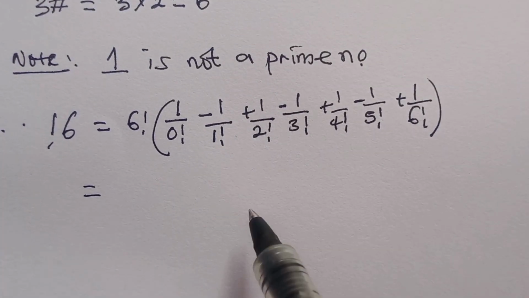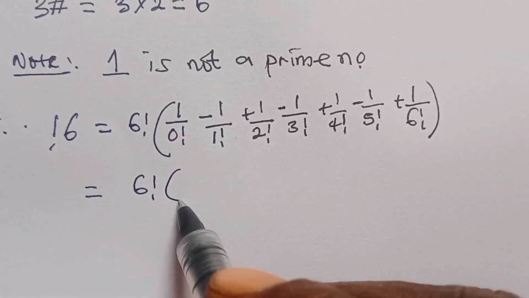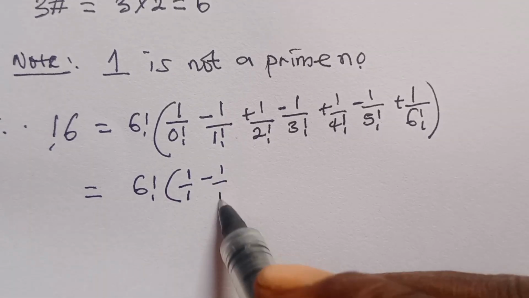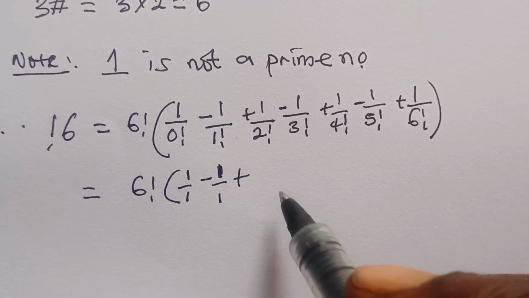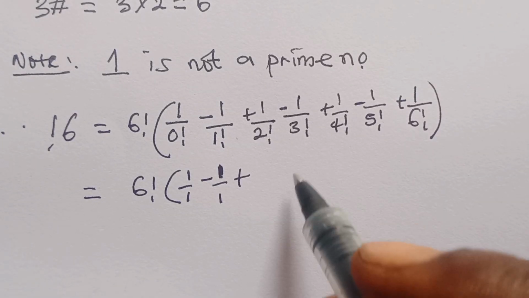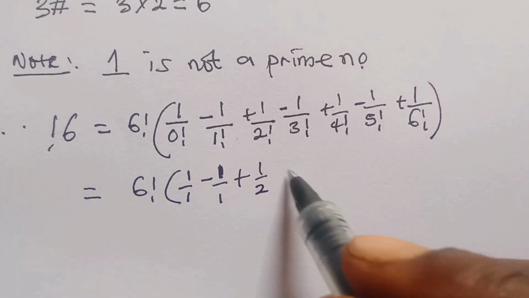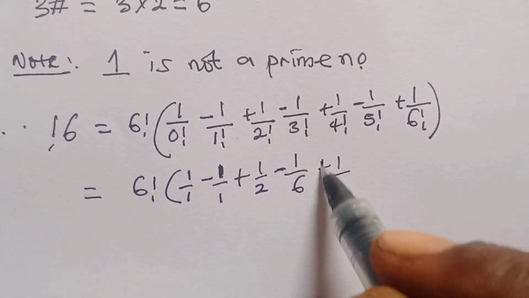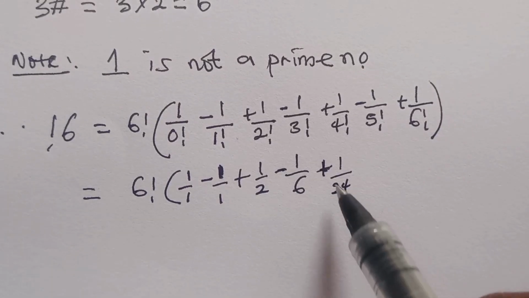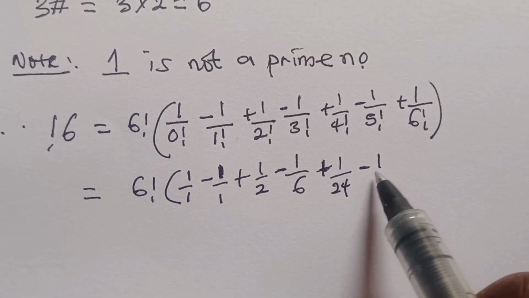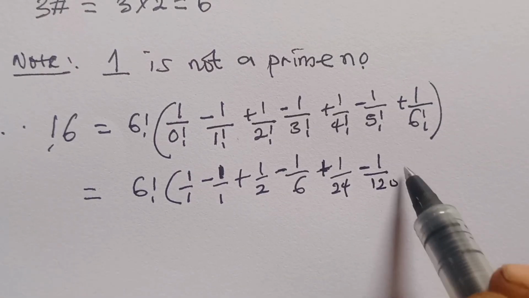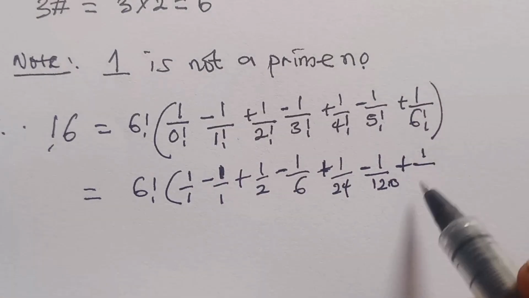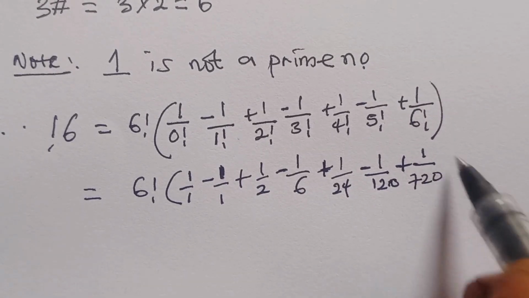So now, to expand subfactorial of 6, according to our expression, it will give us 6 factorial into bracket 1 divided by 0 factorial minus 1 over 1 factorial plus 1 over 2 factorial minus 1 over 3 factorial plus 1 over 4 factorial minus 1 over 5 factorial plus 1 over 6 factorial, everything close bracket. And that will give us 6 factorial into bracket 1 divided by 1. 0 factorial is 1, 1 factorial is 1, that is 1 over 1 minus 1 over 1 plus 1 over 2 minus 1 over 6 plus 1 divided by 24 minus 1 divided by 120, that is 5 factorial, plus 1 divided by 720, that is 6 factorial.